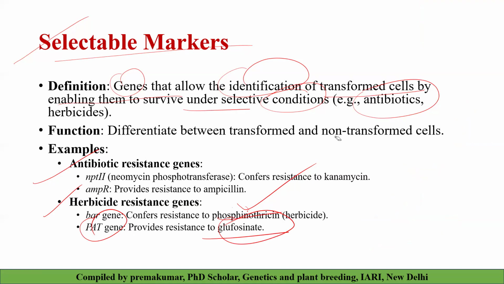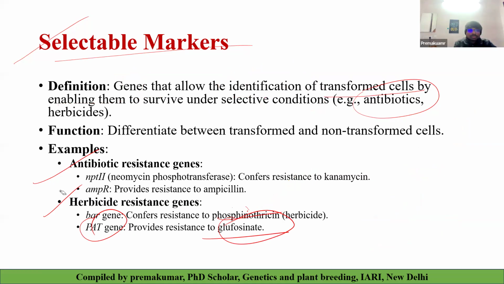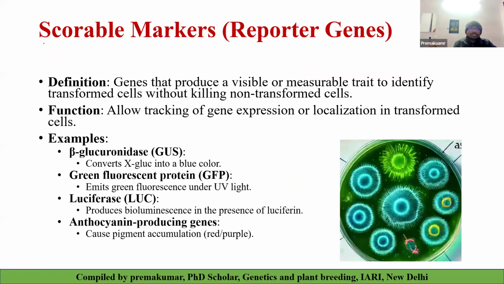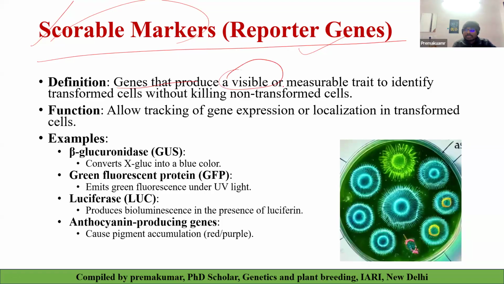Okay. Going first, because yesterday we had some discussion about it. Another marker system is called scoreable markers. Scoreable markers are also called reporter genes. These are genes that produce a visible or measurable trait that identifies the transformed cell without killing the non-transformed cells. Means we can do identification.